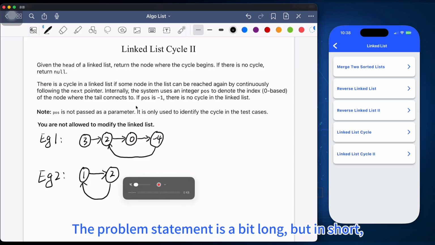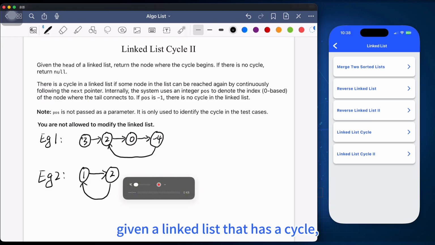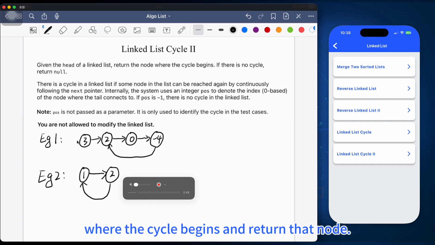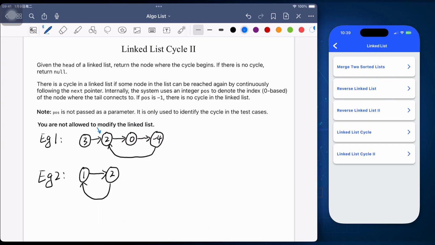The problem statement is a bit long, but in short, given a linked list that has a circle, find a node where the circle begins and return that node. So in example 1, the entry point of the circle is node 2. And in example 2, the entry point of the circle is node 1. So here's the answer.